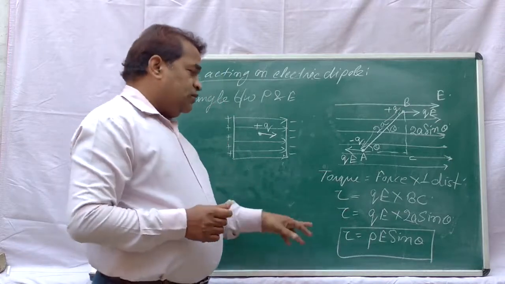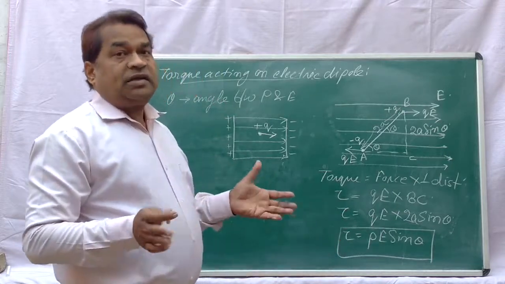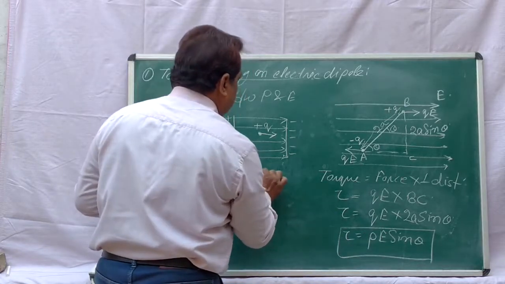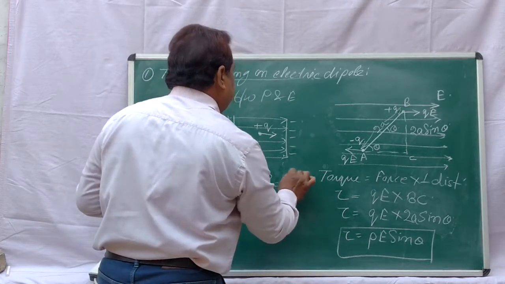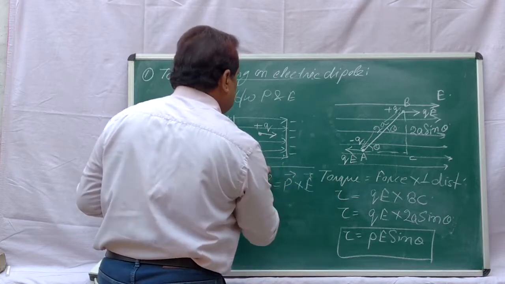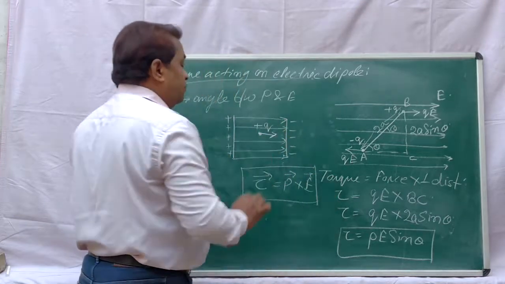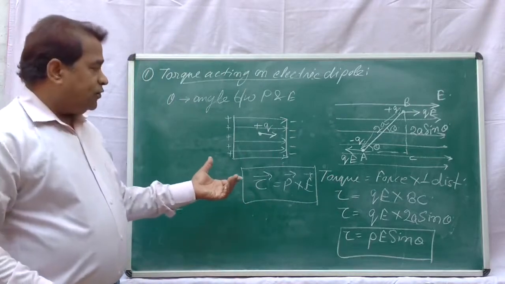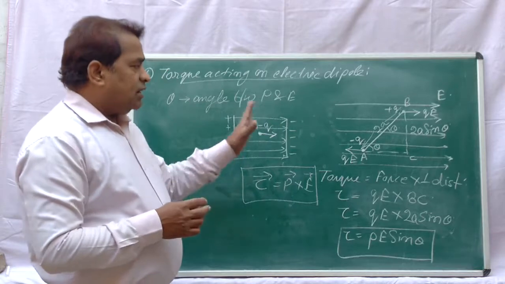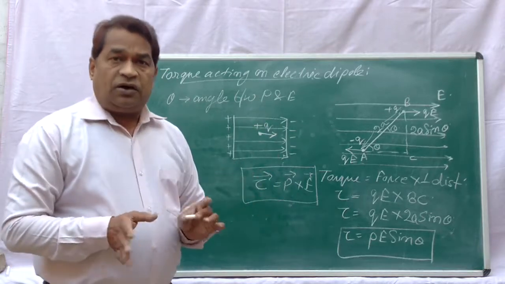And as far as the vector form is concerned, because torque is a vector quantity, we can also write torque is equal to p vector cross E vector. So this is the vector form of torque acting on an electric dipole. I think this article is clear to you all.